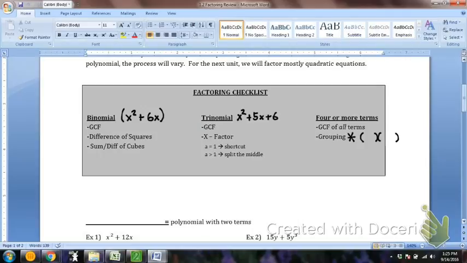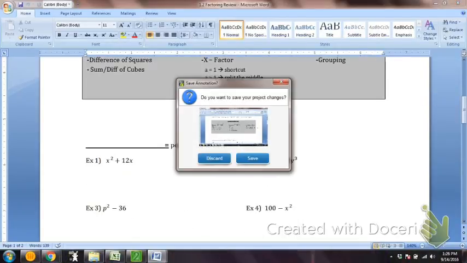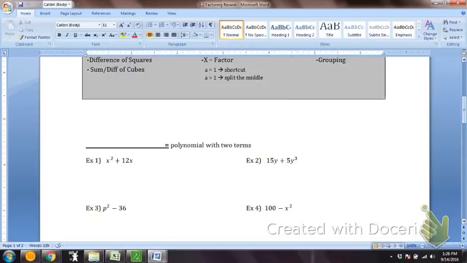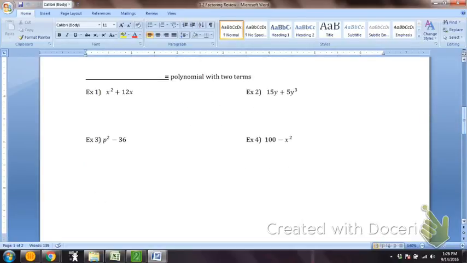All right? So we already talked about our next blank. What's a polynomial with 2 terms? A binomial. So that's going to be your blank there. Binomial. So a binomial is a polynomial with 2 terms. Okay, so the first thing we need to do, if we look at our checklist up there, when I have a binomial, I look for the GCF.